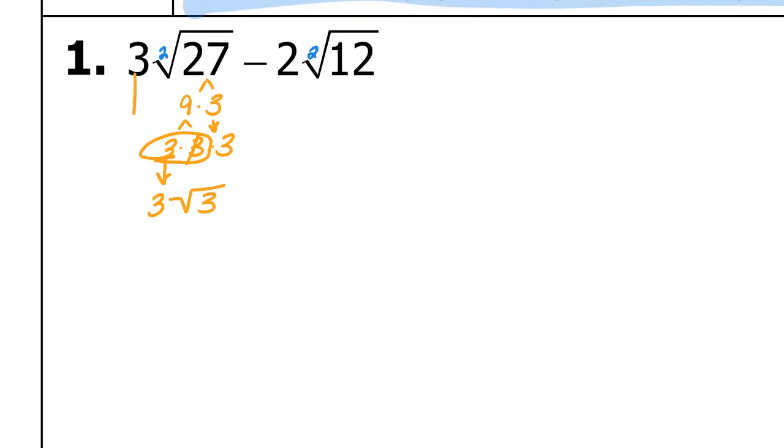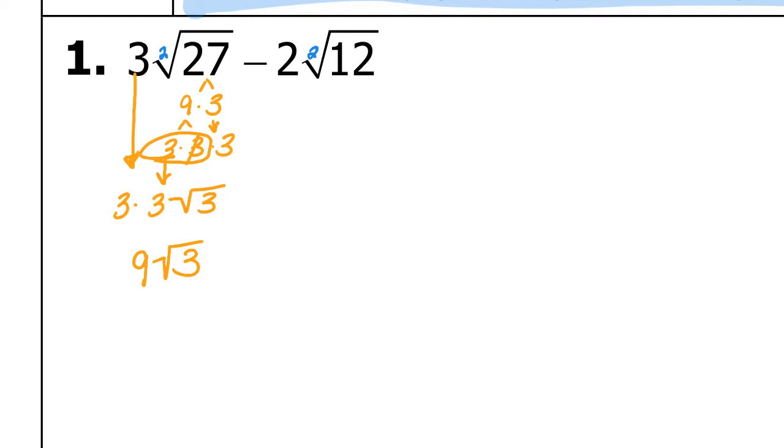Now, just so we don't forget that we already had a coefficient of 3, I'm going to bring that down last and multiply my coefficients together. So 3 times 3 is 9, square roots of 3. So we can say that 3 square roots of 27 simplify down to 9 square roots of 3.